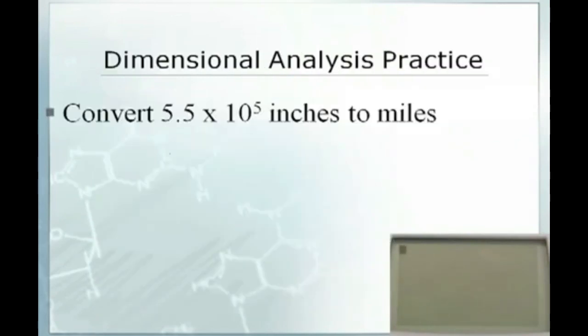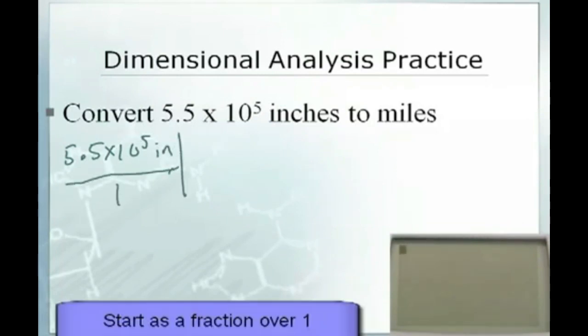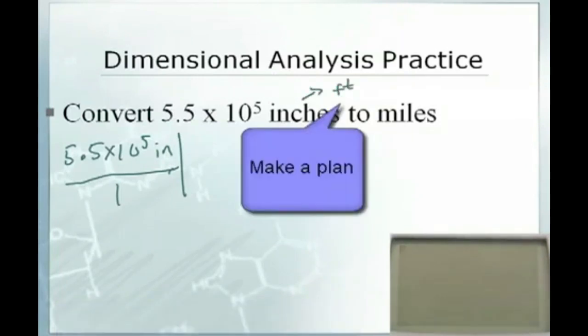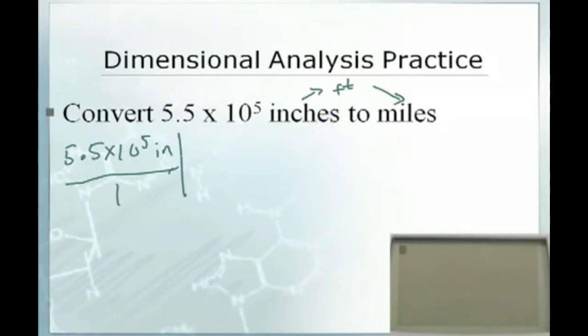All right, now we go inches to miles. Ooh, this is an interesting one. So I've got 5.5 times 10 to the 5th inches over 1, and I want to convert to miles. Now, I don't think I know how many inches are in a mile, but I know there's 12 inches in a foot, so I can go from inches to feet. And I know how many feet are in a mile, because we live in Colorado. Now it's just an easy, we're just going to do the math here.